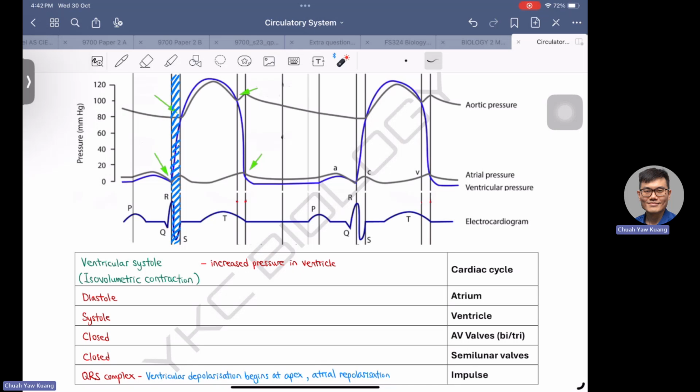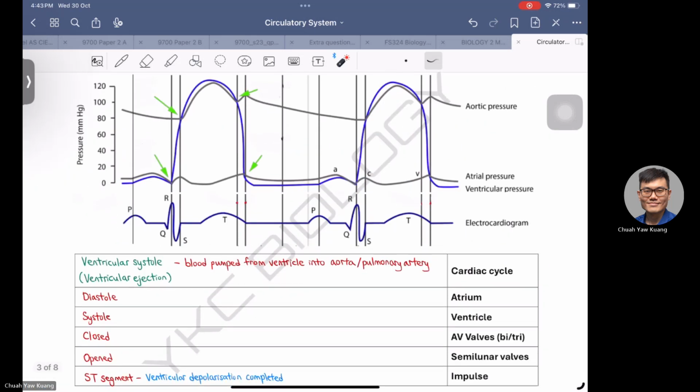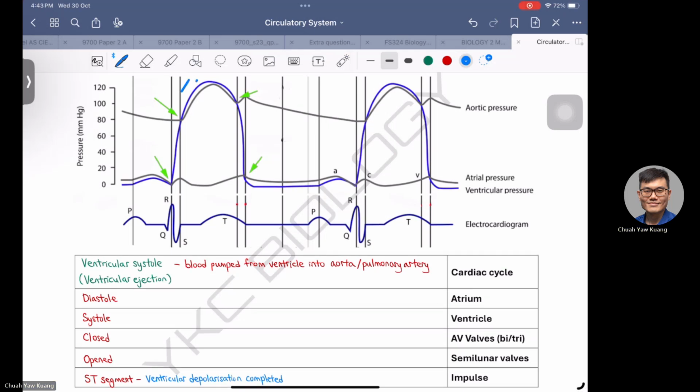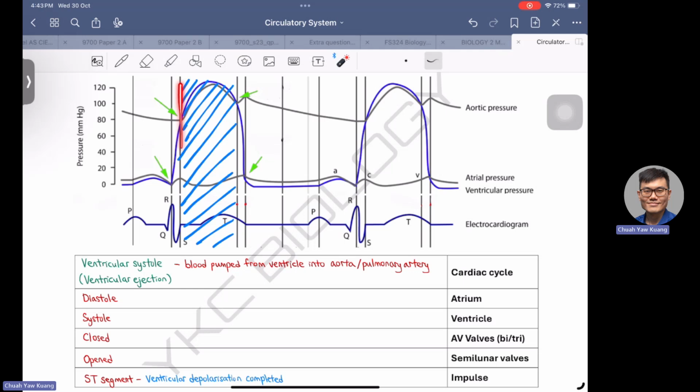So then next, we will move into the next phase, which is still the ventricular systole, but the second phase of the ventricular systole, which is the ventricular ejection phase. In the ventricular ejection phase, this is the segment. So I have shaded it with the blue color. At this period of time, the second phase of ventricular systole, ventricular ejection, occurs.